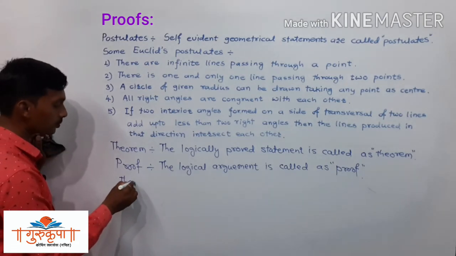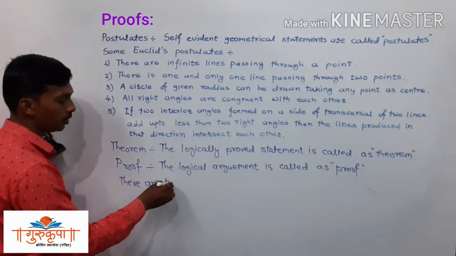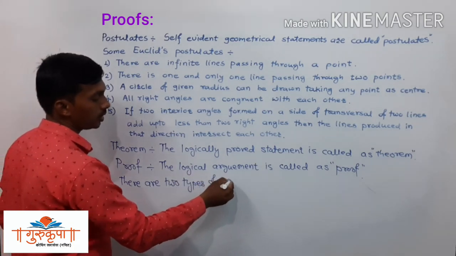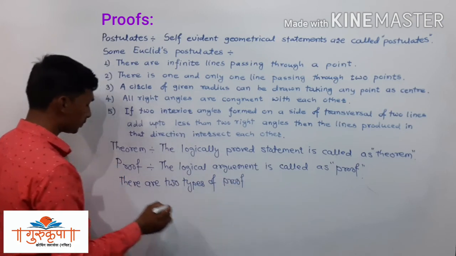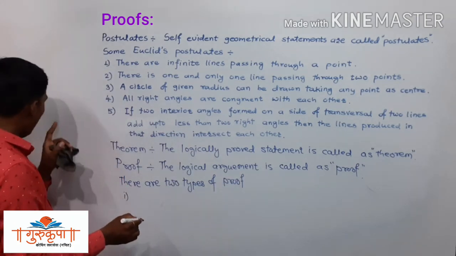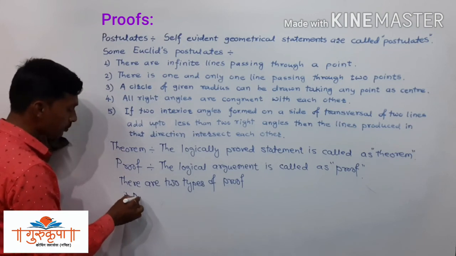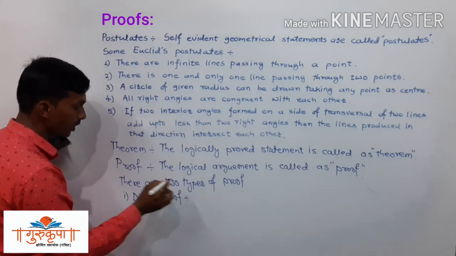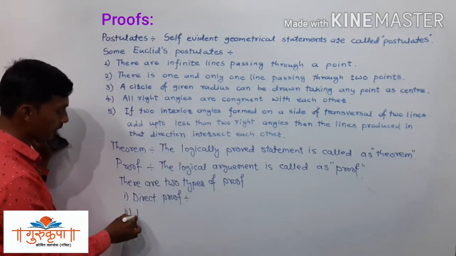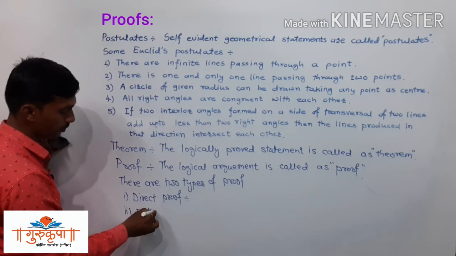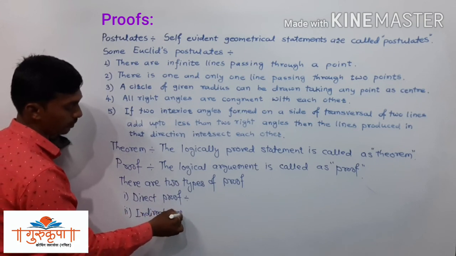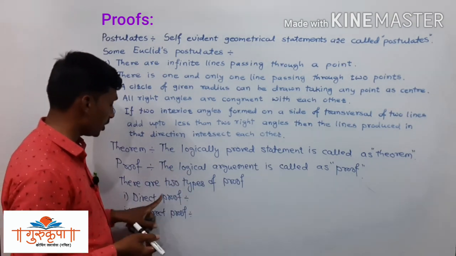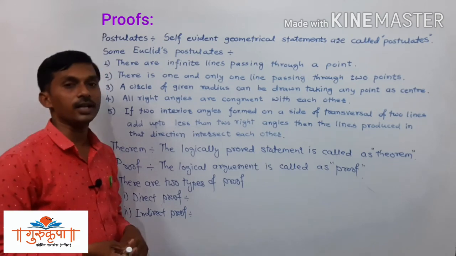There are two types of proof. Number one, direct proof, and number two, indirect proof. First one is direct proof and second one is indirect proof.